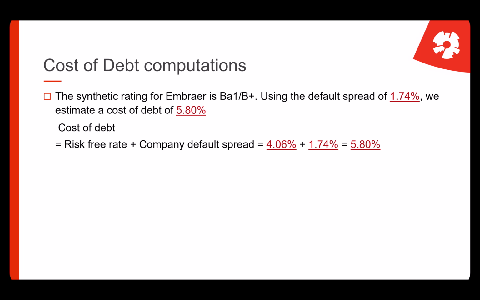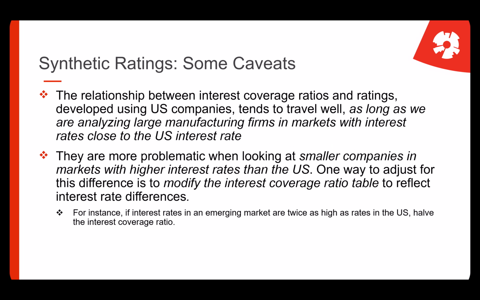Now, how do we calculate the cost of debt? The formula is that the cost of debt equals the risk-free rate plus the company default spread. Now, if you plug in the numbers, the US dollar is considered risk-free, which we are using here, at 4.06%. We then add the default spread of 1.74, so the cost of debt equals 4.06 plus 1.74 equals 5.8. This means, given its risk profile, Embraer would face a borrowing cost of about 5.8% in US dollars if it went to the market today.